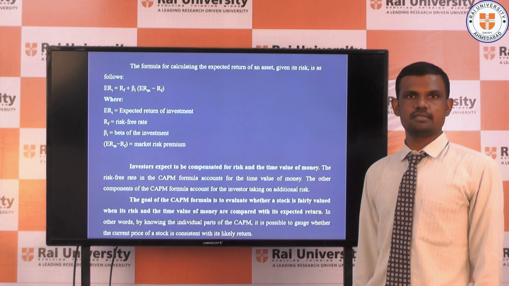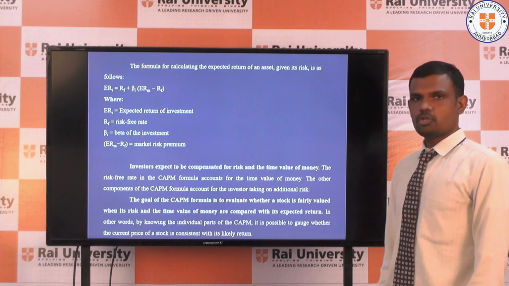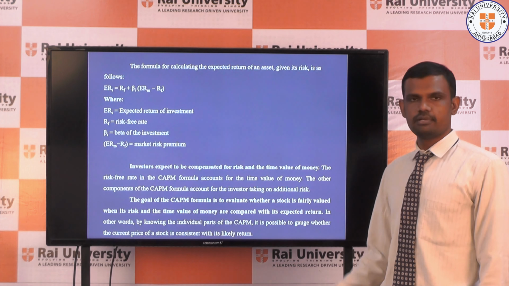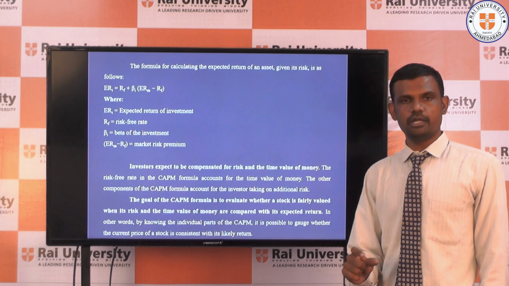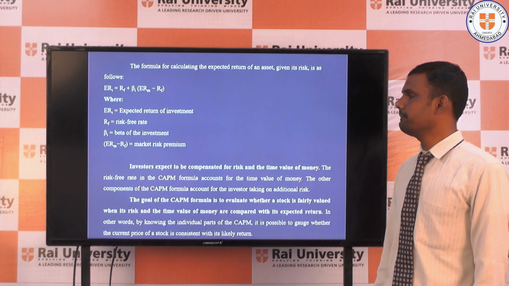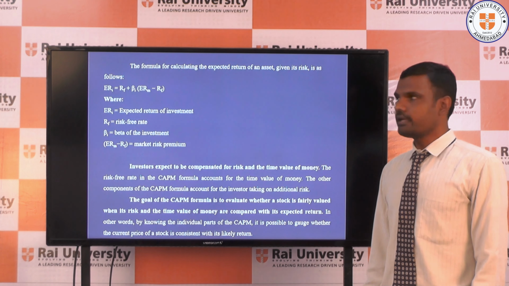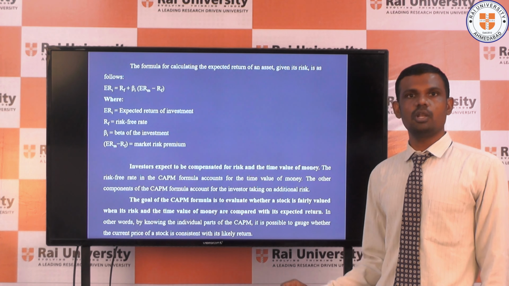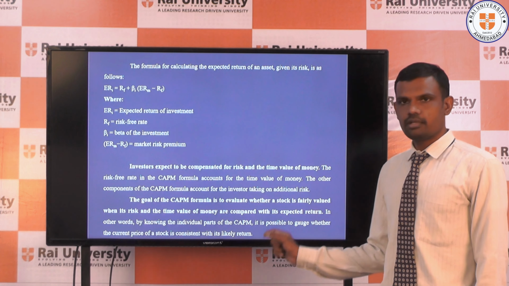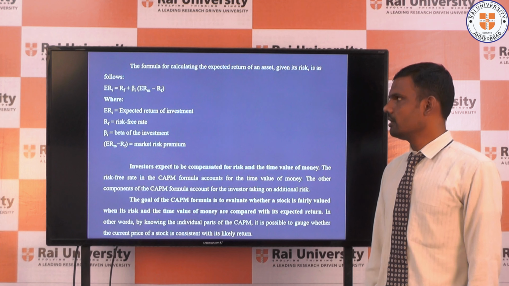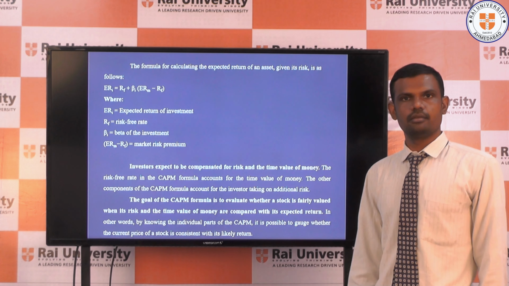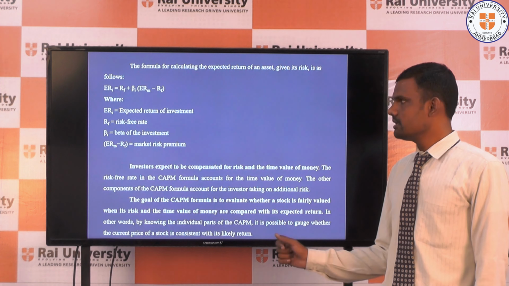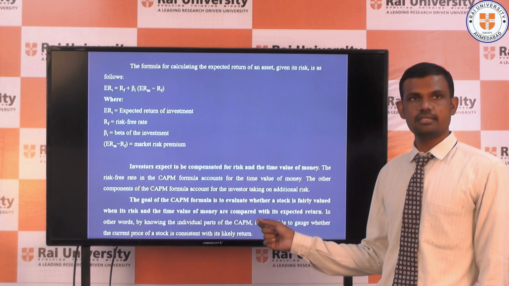So here is the formula. For calculation, the expected rate of return on an asset given its risk is as follows: the expected rate of return for a particular security or investment is equal to RF plus beta times, in brackets, the expected rate of return for the market minus RF. Here ERI denotes the expected rate of return on investment. RF means the risk-free rate. BI means the beta of the investment. And the last point, ERM minus RF, means the market risk premium.